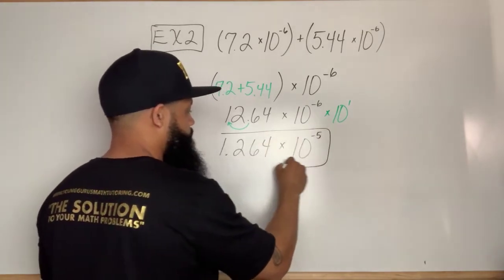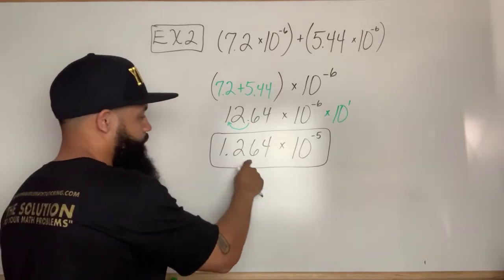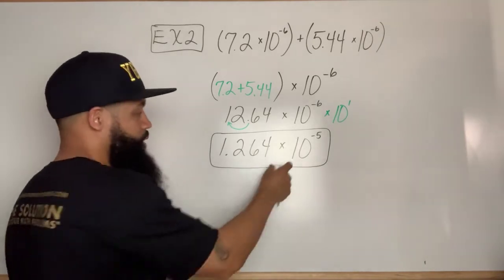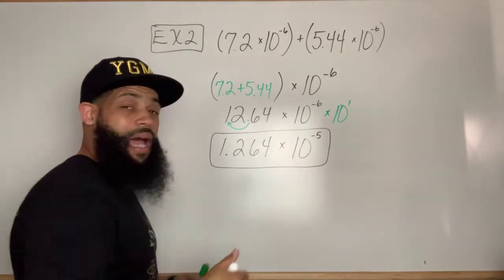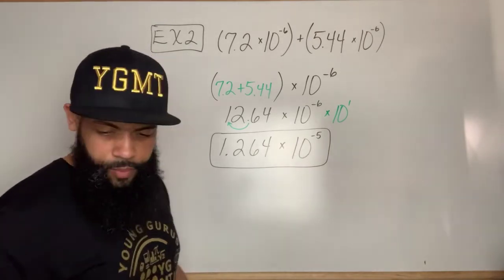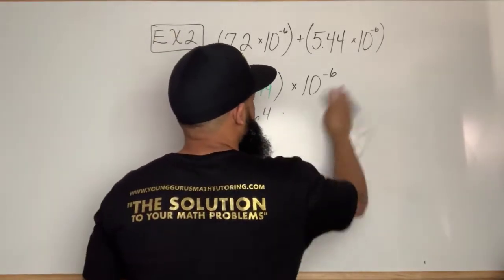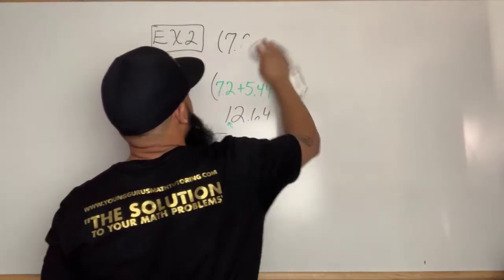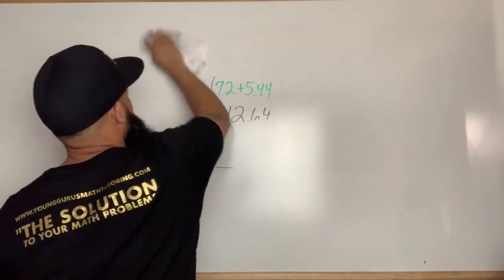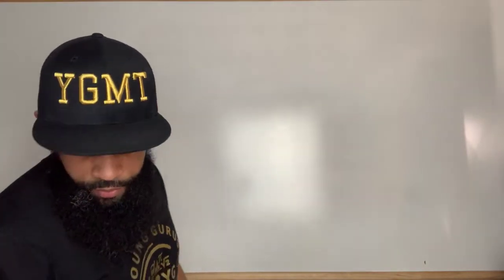Now, that's our final answer because this first number is between 1 and 10, and then this is times a power of 10. All right? Let's keep going. So now, this example, we're going to switch it up a little bit. Let's say I have 5.